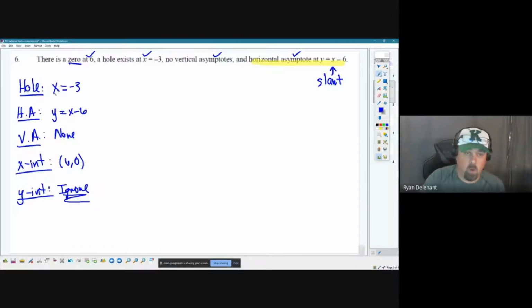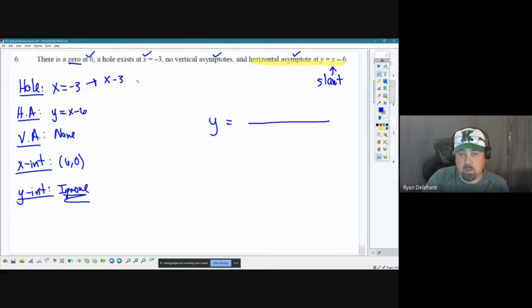So remember, holes, we find the factor that's going to go on the top and the bottom of our fraction. X-intercepts we have to deal with. That's going to be a factor of the top. We don't have to worry about the bottom because there's no vertical. So let's work through it. You're going to be making a fraction out of this thing. So let's start with holes. This is the factor that canceled out of the top and bottom.